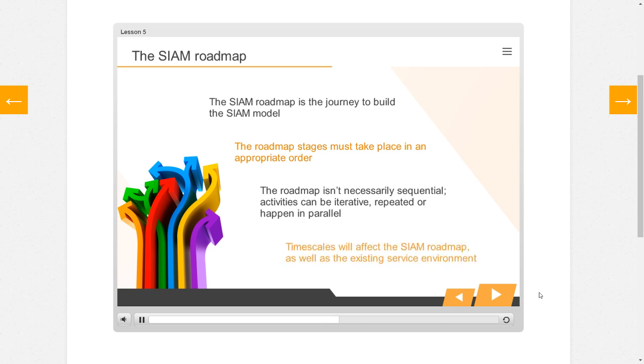The amount of time an organization has to adopt SIAM will also affect the way it follows the roadmap. If timescales are short, some activities might be carried out less thoroughly, and more resources may be needed to ensure they are completed. It's also important to remember most organizations won't be adopting SIAM in a greenfield environment. Their existing service providers, contractual obligations, and other factors will all affect the roadmap.